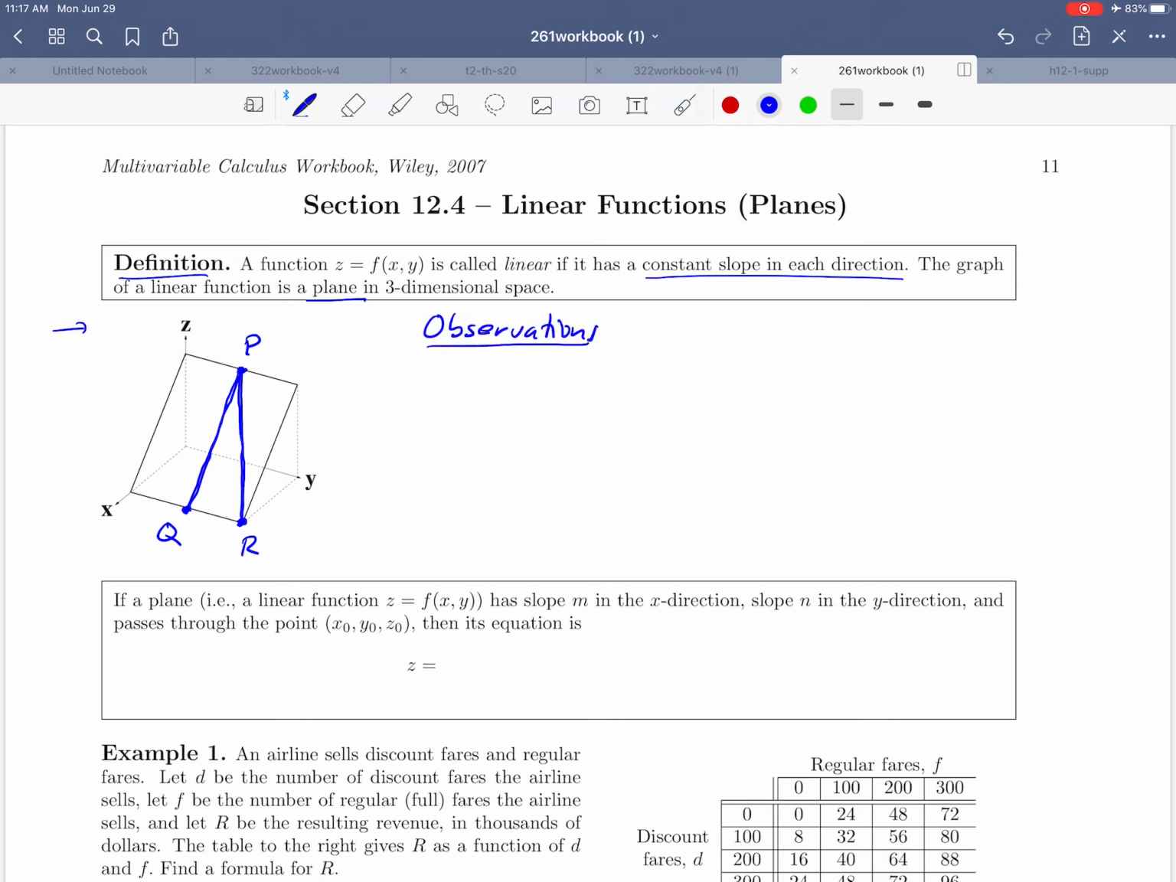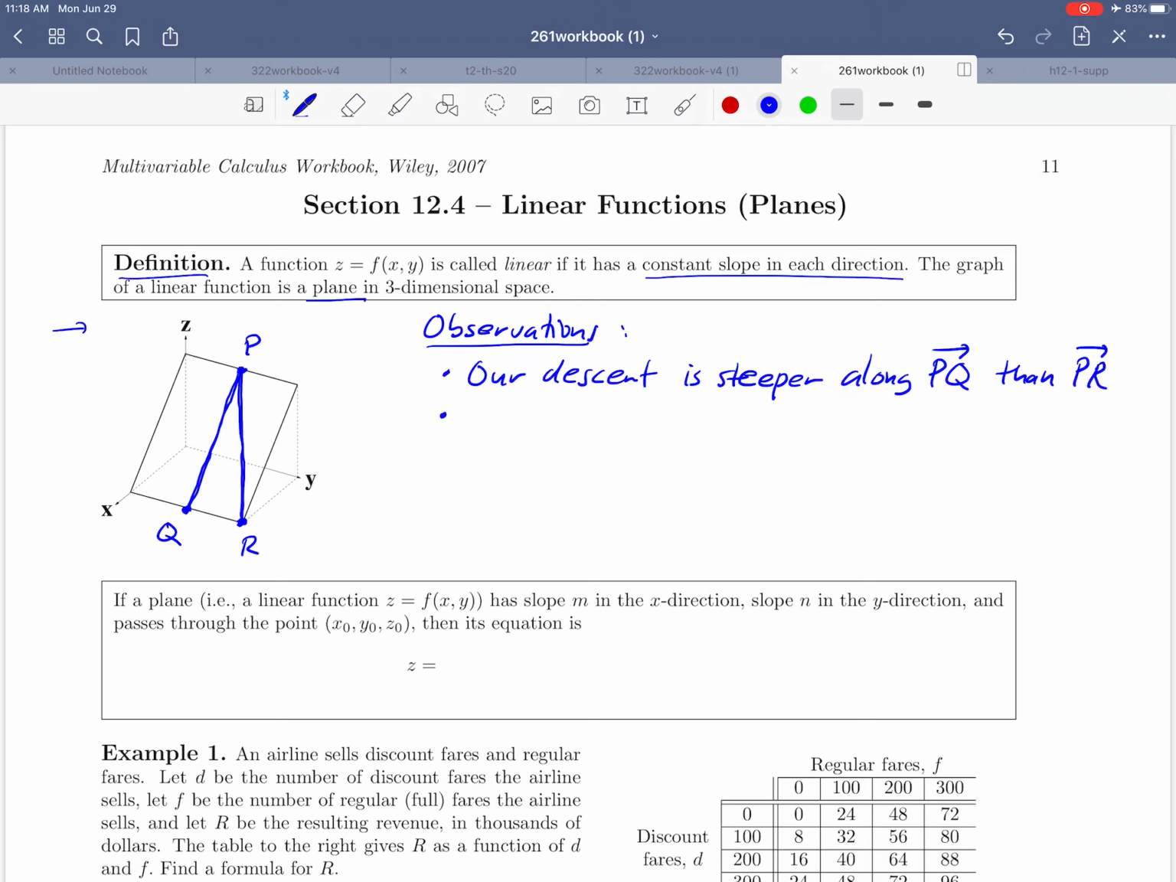Okay, so we can make a couple of observations here. We'll maybe start with that one. Our descent is steeper along PQ than along PR. I'm just using the arrow notation to represent the path that we're taking.